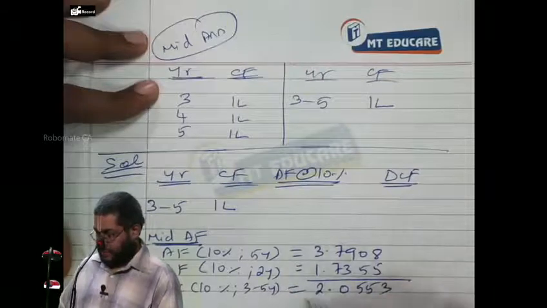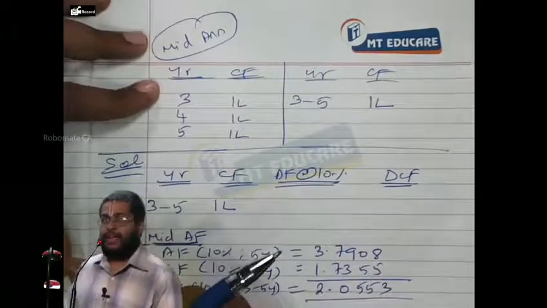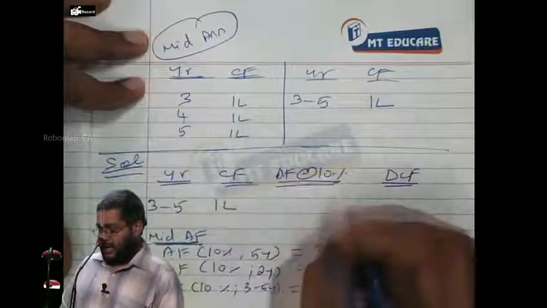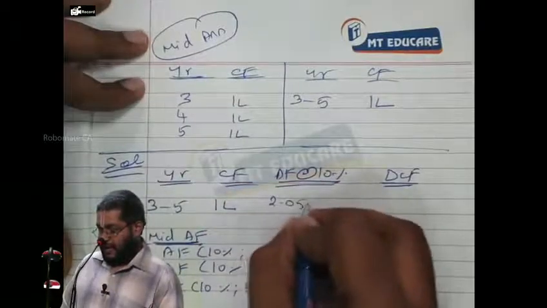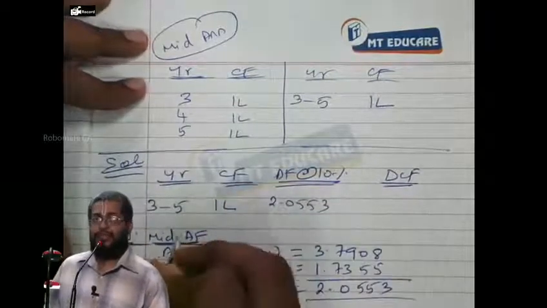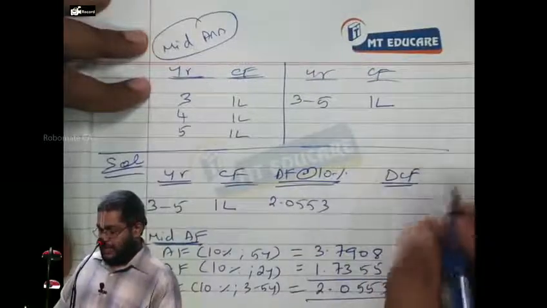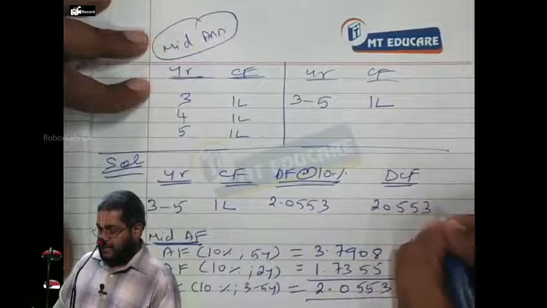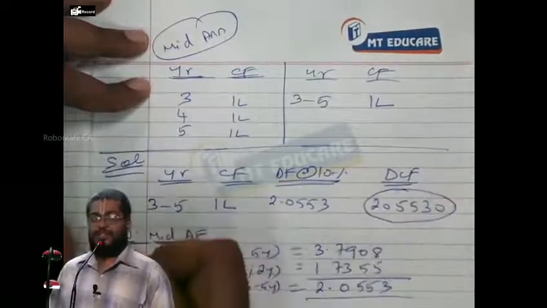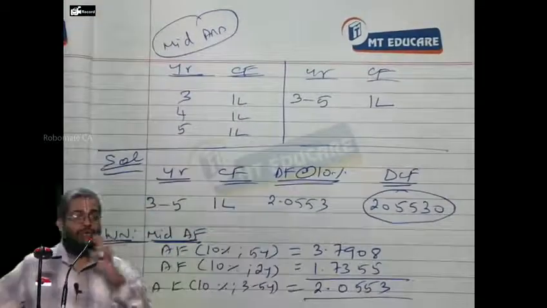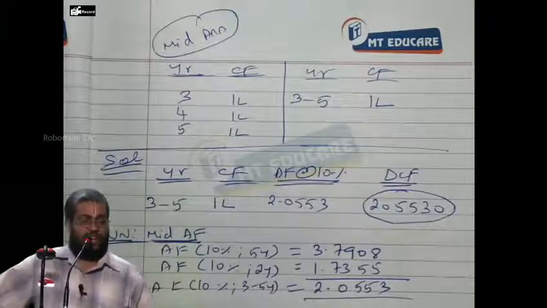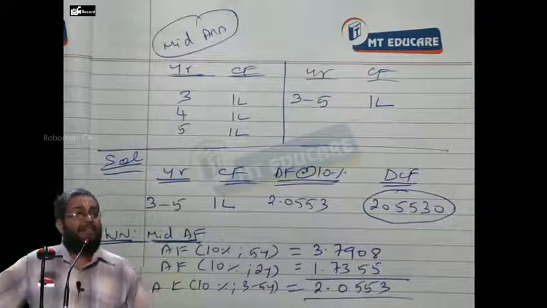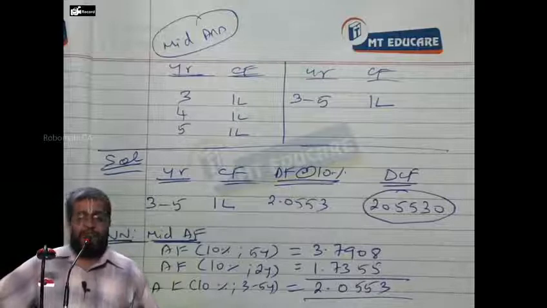2.0553. Okay, I'll write it here. 2.0553. 1 lakh into 2.0553 gives you 2,05,530. This is how one should calculate the mid annuity factor.